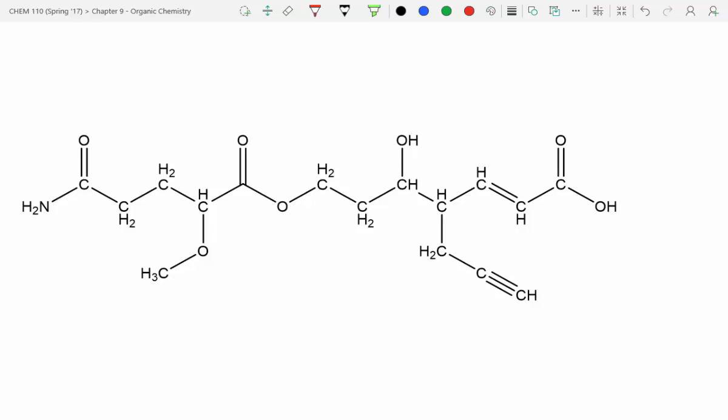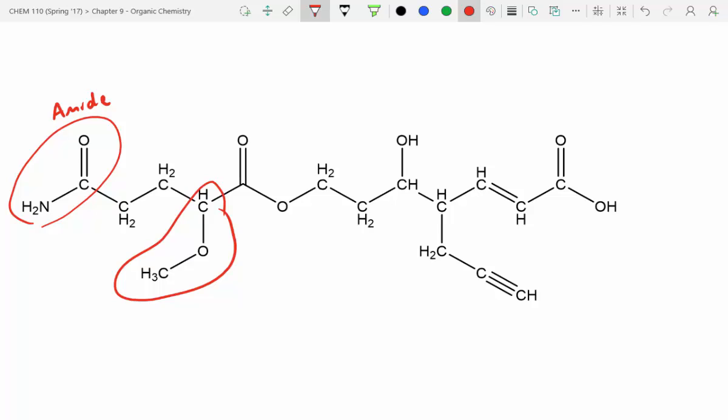I guess I gave away the first one. This functional group, what was that called? Amide. All right, what about this functional group? So there's no C=O double bond. It's an oxygen between two carbons. Neither carbon's a carbonyl. Which one? An ether.